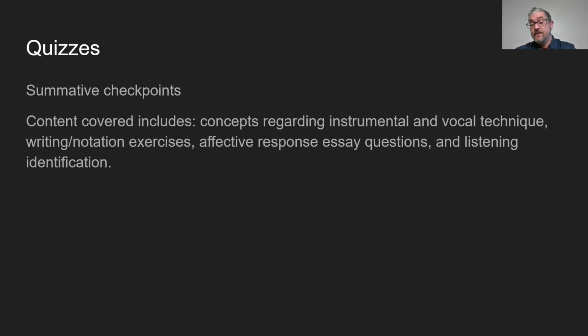And then, of course, listening identification. So the songs we listen to, the musical pieces we listen to, they are going to have to identify those by listening. Now, I'm probably going to be nice about it on the quiz and start each piece from the beginning instead of aim the laser, as Dr. Steib likes to call it. Dr. Steib was my ancient music history professor at Ball State.